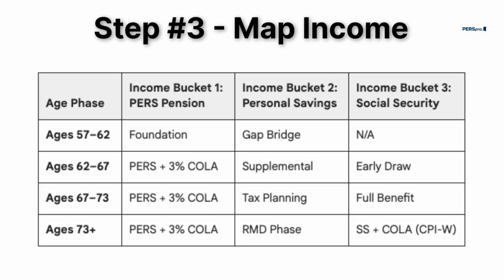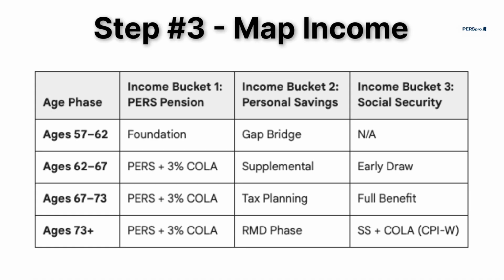Let's look at the intersection of 3 major income buckets over 4 distinct time periods to help visualize this step. In the early years, your income available is going to consist of just PERS and possibly personal savings. Now notice what happens with the Social Security income bucket between the ages of 62 and 70. This is when you will start drawing Social Security.